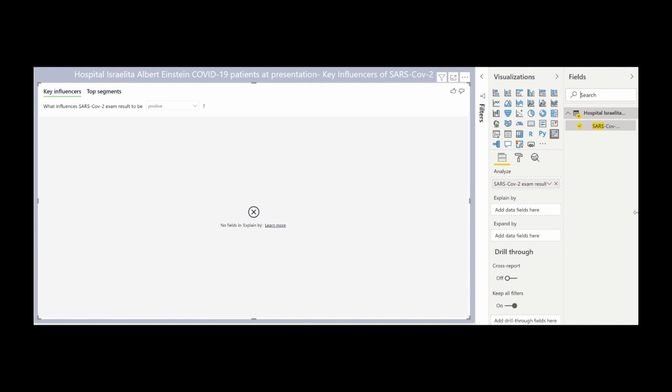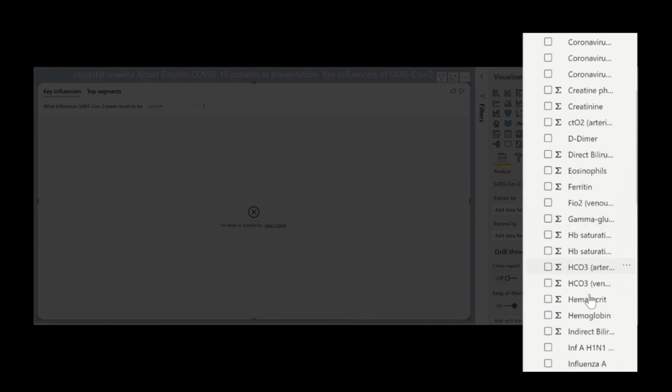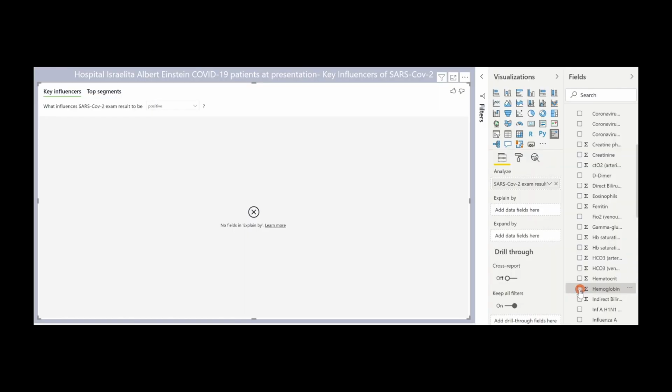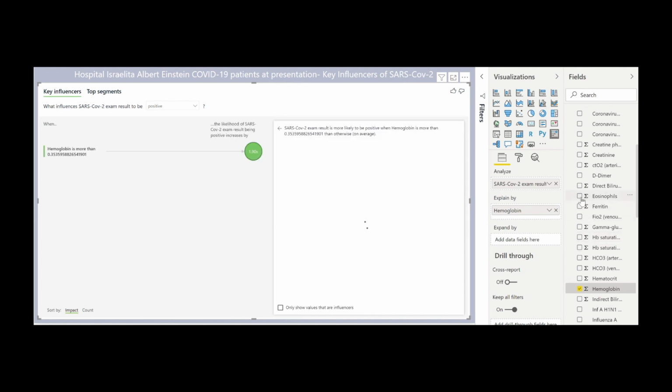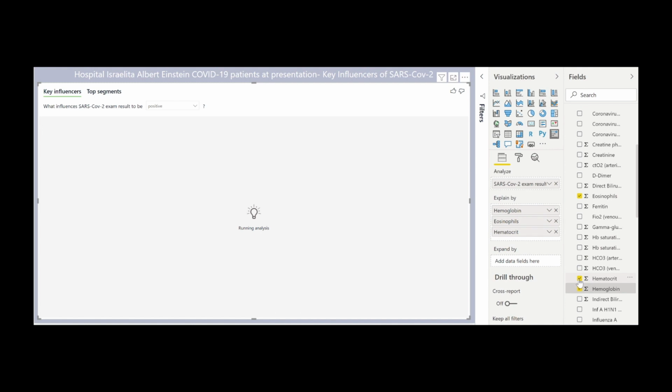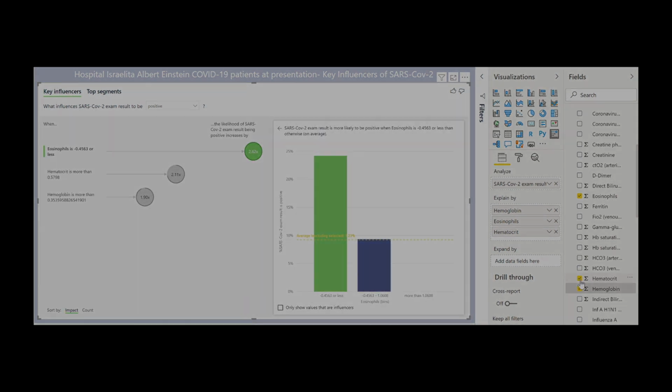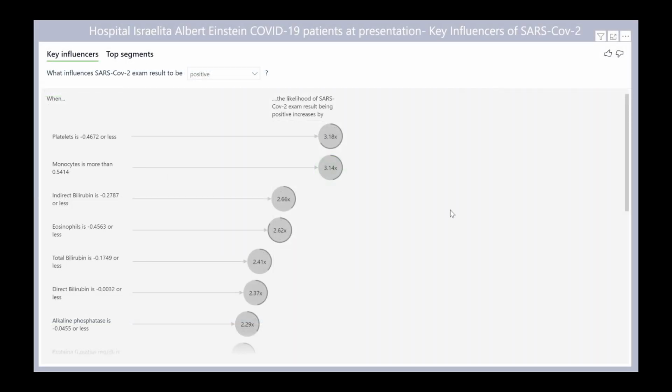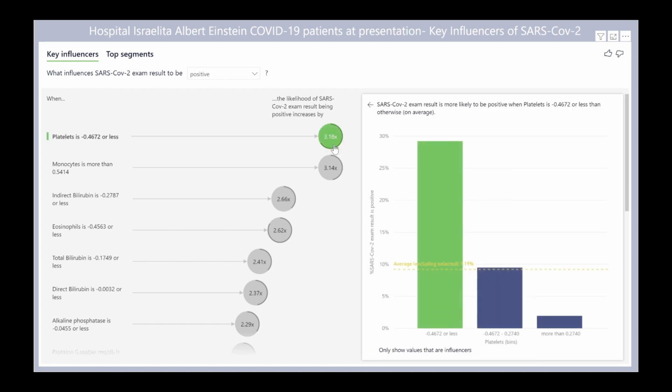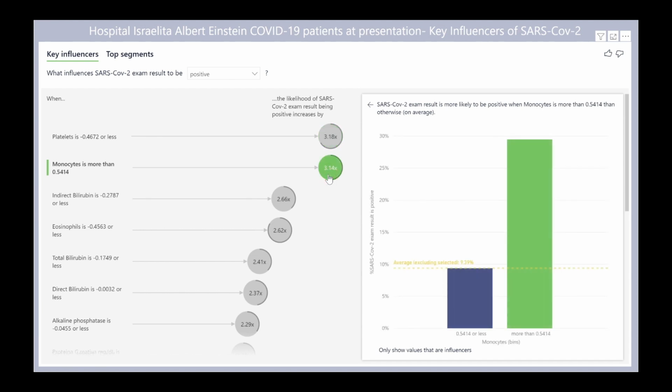For this scenario, we only extracted a relevant feature set from the lab blood tests, routinely collected on presentation to rapidly predict the prevalence of SARS-CoV-2 infection amongst all cohorts. Findings suggest that the likelihood of a positive outcome increases by more than 3 times for every unit of standard deviation when variables like platelets are negative 0.47 or less, or monocytes are more than 0.54.